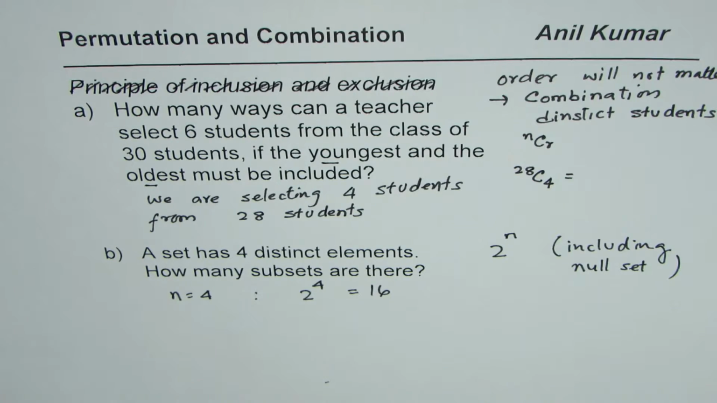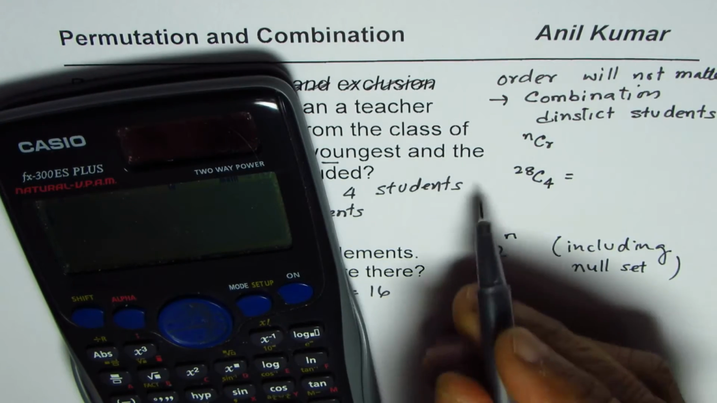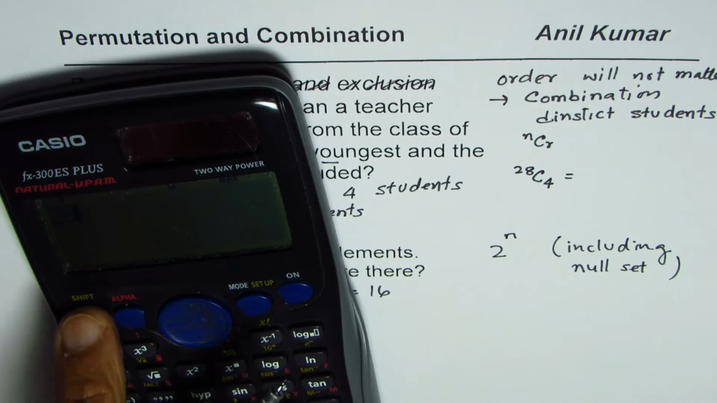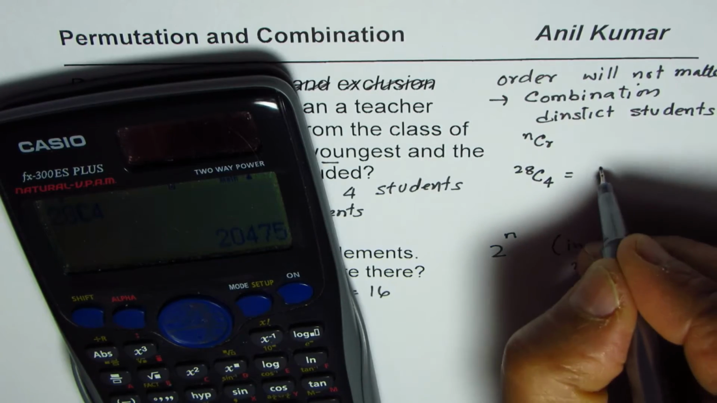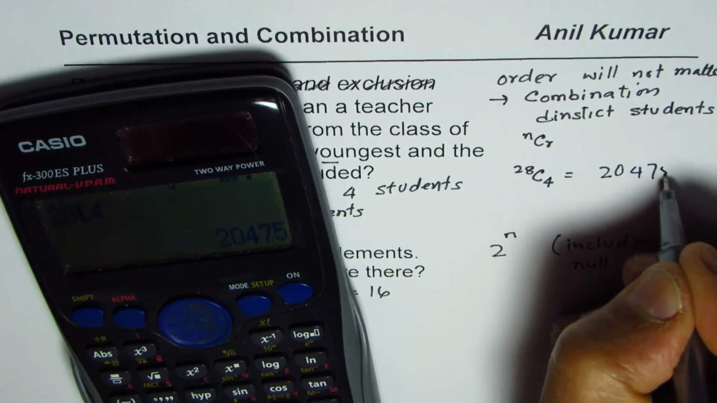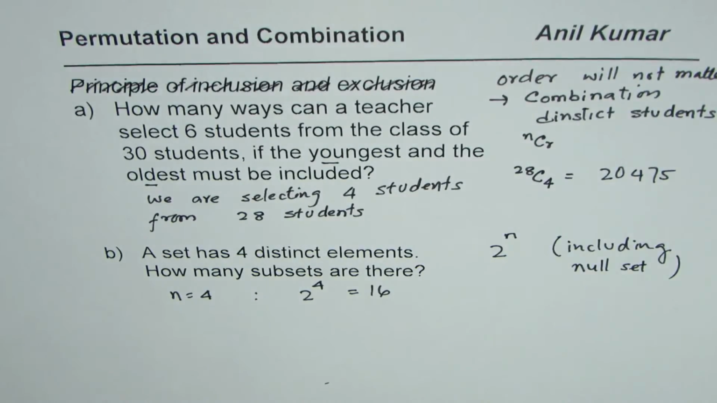And now let us use the calculator to find the answer for the first one, which is 28C4. 28C4 equals 20475. So that is how we can answer such questions. I hope that is absolutely clear.